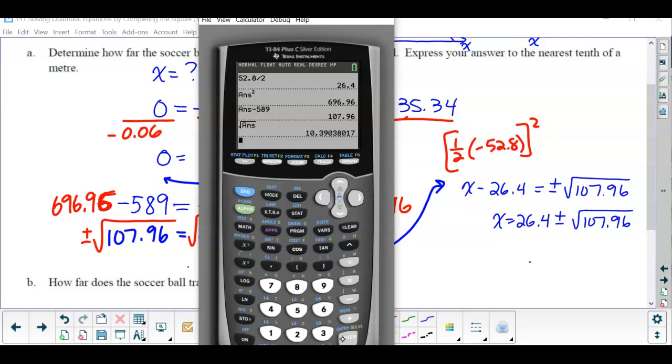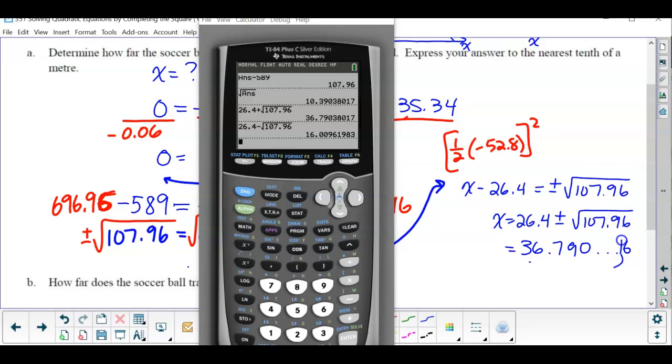That's exact right now, but now I use my calculator to get the actual two values. So 26.4 plus the root of 107.96. And 26.4 minus the root of 107.96. I'll show you another thing. So 16.01 basically. Here's 10.